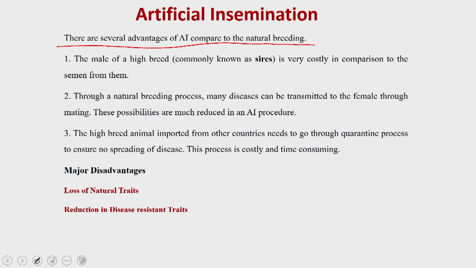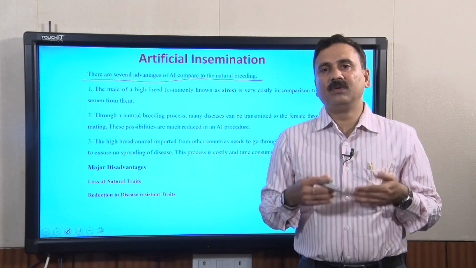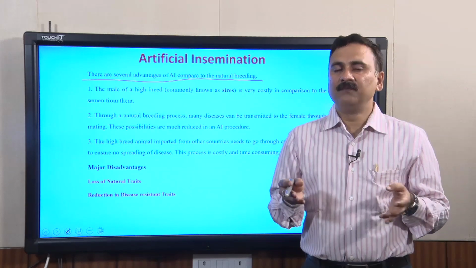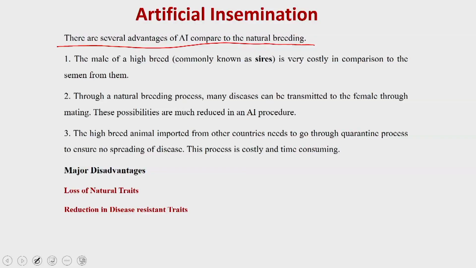There are several advantages of artificial insemination compared to natural breeding. One of the major advantages is that you are able to introduce whichever desirable traits you like. In that case, you use the male of a hybrid, which means the breed which is desirable and required for different types of purposes. For example, if you are looking for a breed which should be very powerful for agriculture purposes, the breed used for artificial insemination is known as the sire, and it is very costly.